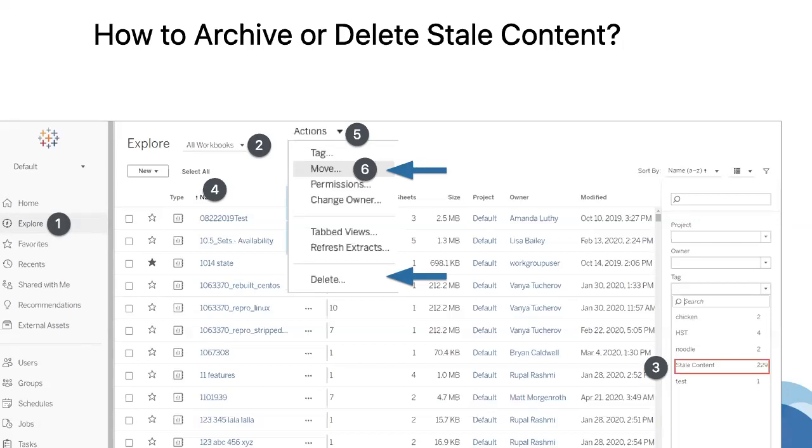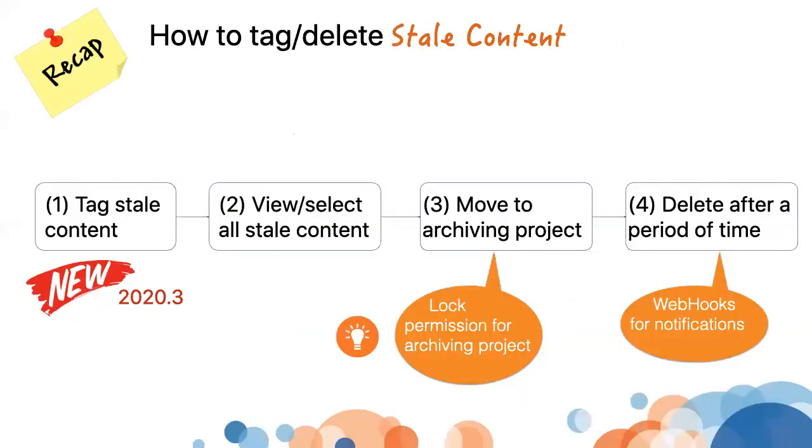So the tag feature is the only feature available in 2020.3, and although the server does not do anything else other than tag, you can do something else. Follow those steps. So what I'm recommending is that you select workbooks for all the still content with the still content tag, and move them to an archive project. Then do the same thing: select all the data sources with the still content tag, and move them to either the same archiving project or to a different archiving project. That is my recommendation.